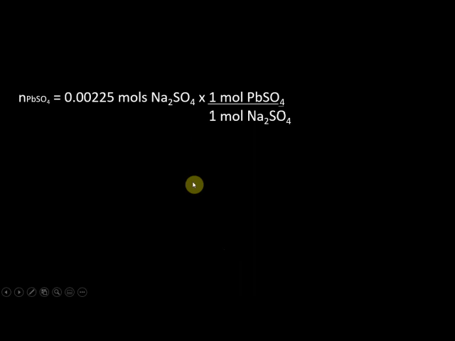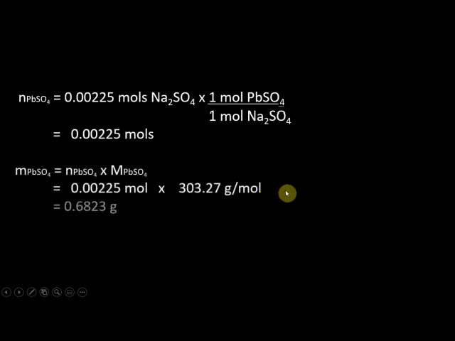So the number of moles of lead 2 sulfate is going to be the same as the number of moles of the sodium sulfate. And so that's going to give us that many moles. Figuring out the mass, we end up with 0.6823 grams, or with correct sig digs, 0.68 grams.